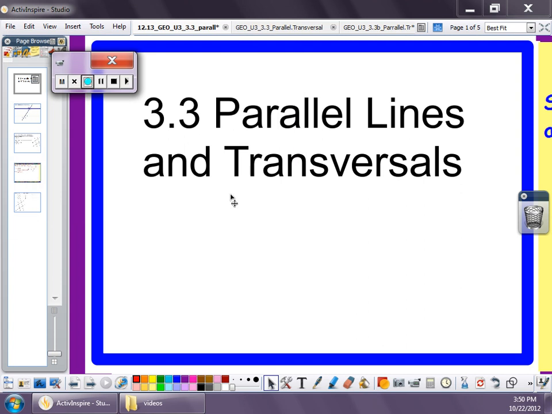All right, ladies and gentlemen, take 4. I'm sure you don't realize that, but it is for me. 3.3 parallel lines and transversals is the notes for today.